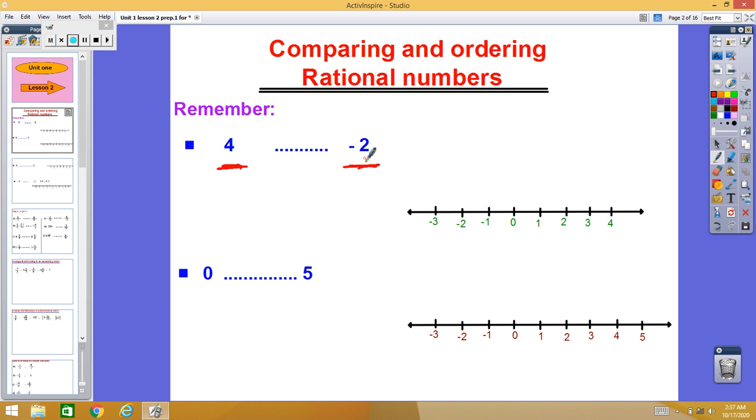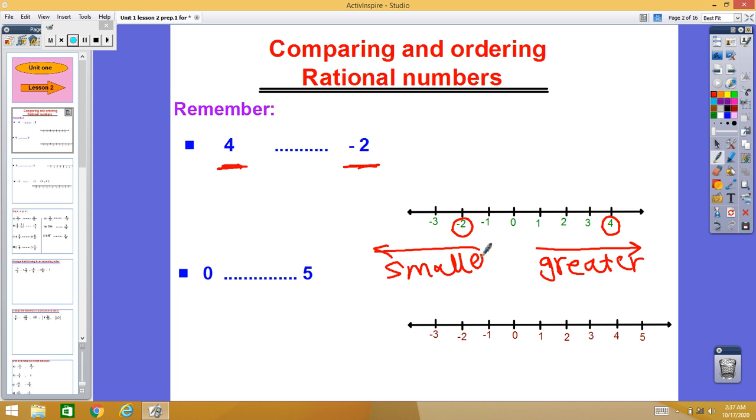Now I'm going to use a number line to compare between 4 and negative 2. First, I will mark number 4 on the number line and then mark number negative 2 on the number line. As we know, the farther to the right on the number line is greater in value and the farther to the left on the number line is smaller in value.